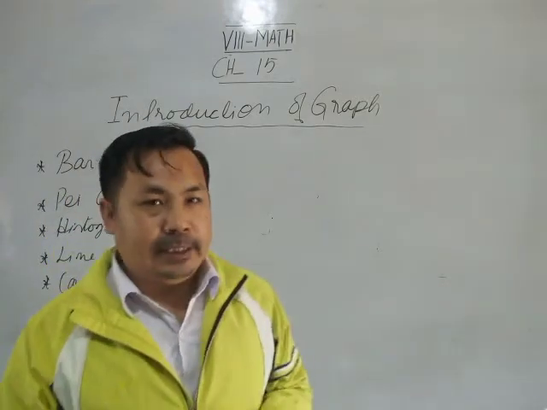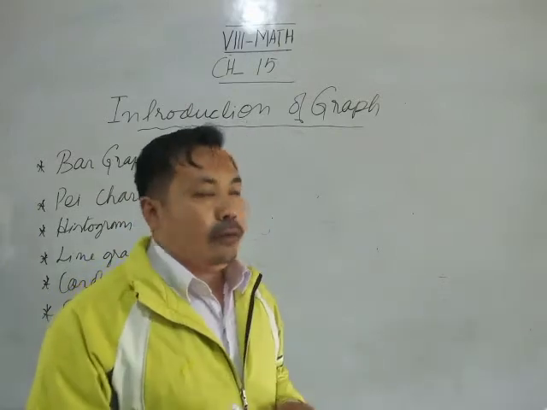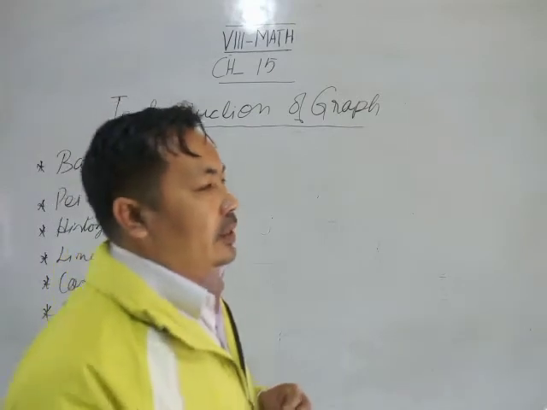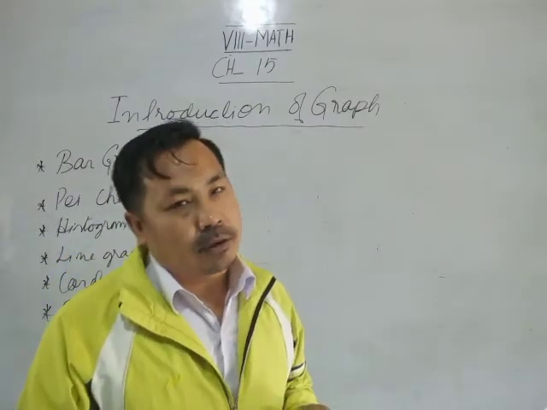So the first point is the bar graph. We are already aware of the bar graph. So what is the bar graph? The bar graph is the graph that is used to represent information by rectangular boxes, isn't it?